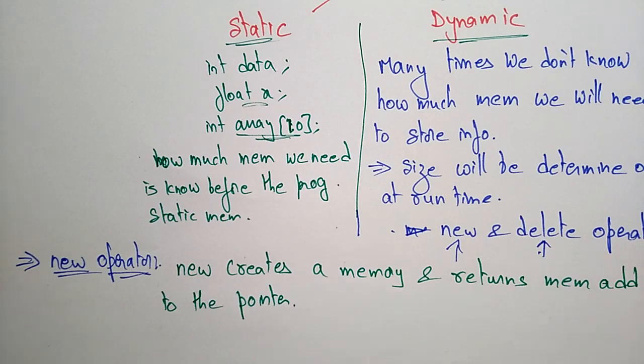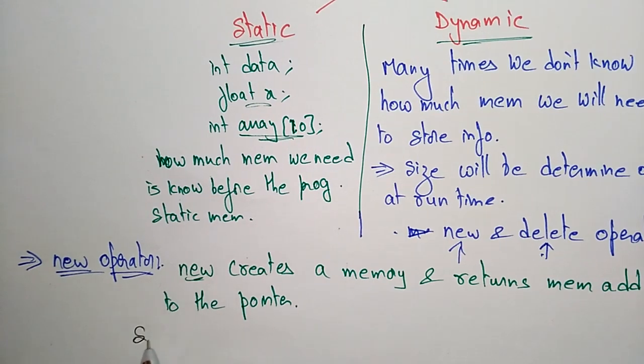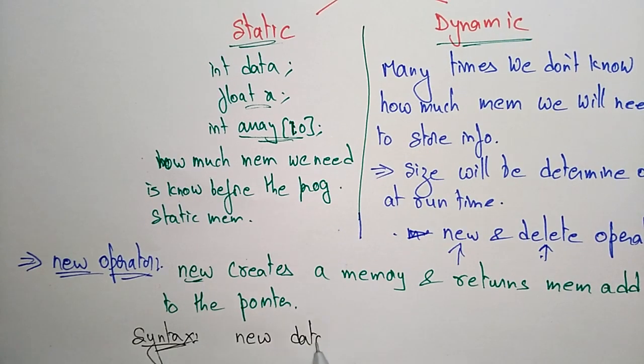First the new operator creates a memory. When it creates a memory, it returns the memory address to the pointer, meaning the location in which the data has to be stored. That location address will be moved to the pointer. So let us see the syntax of this new operator. The syntax is new data type, that's it.